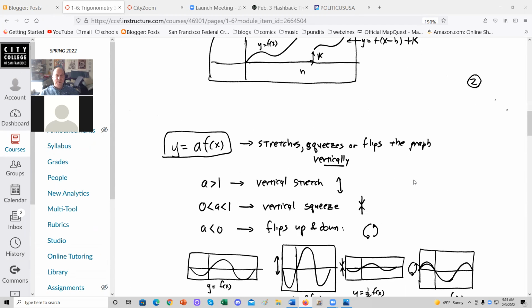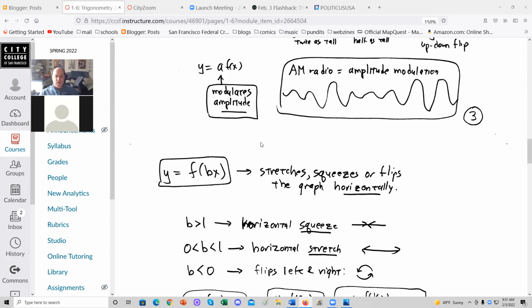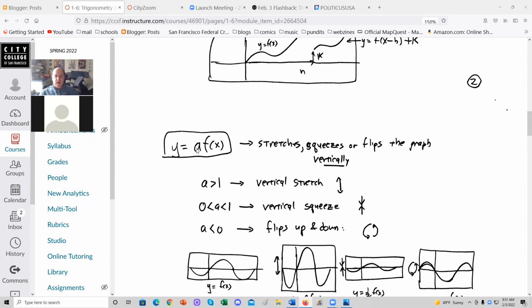Now here's a matter of multiplying a function outside or inside. y equals a times f of x, so multiplication outside the function, will stretch, squeeze, or flip the graph vertically. That'll make it taller or shorter or flip it upside down. If a is bigger than 1, then it's a vertical stretch. If a is between 0 and 1, then it's a vertical squeeze. And if a is less than 0, it flips up and down.